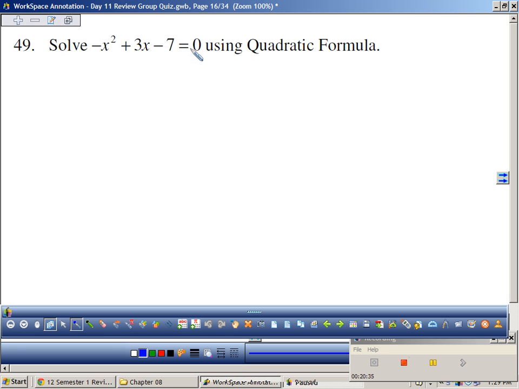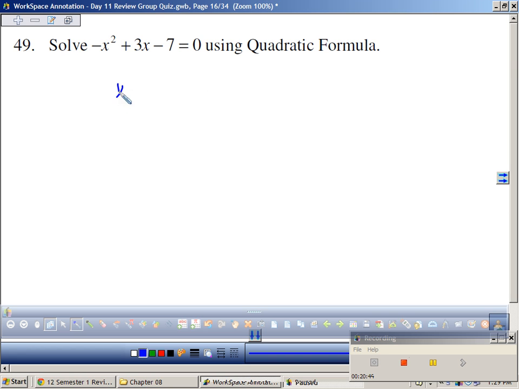Solve negative x squared plus 3x minus 7 equals 0 using the quadratic formula. What do I need for this? The quadratic formula.